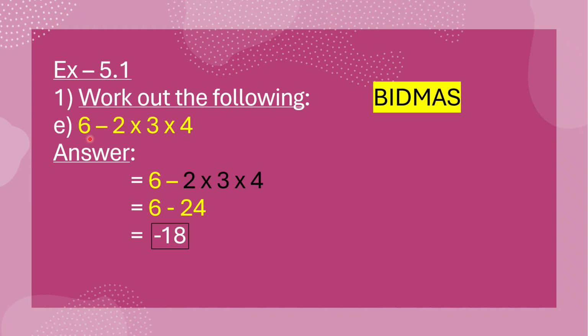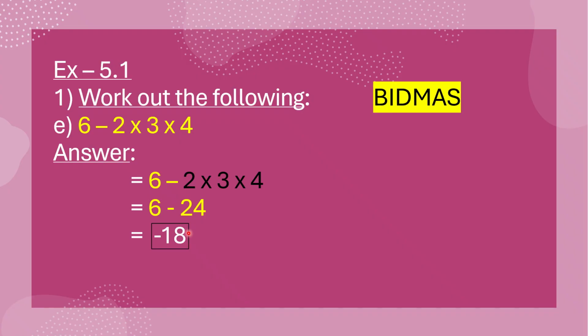E sum, 6 minus 2 into 3 into 4. Okay, so what is the rule? BIDMAS rule. We have to follow it. So here multiplication symbol is there. So we have to do multiplication first. So 6 minus 2 into 3 into 4. 2 into 3 is 6. 6 into 4 is 24.